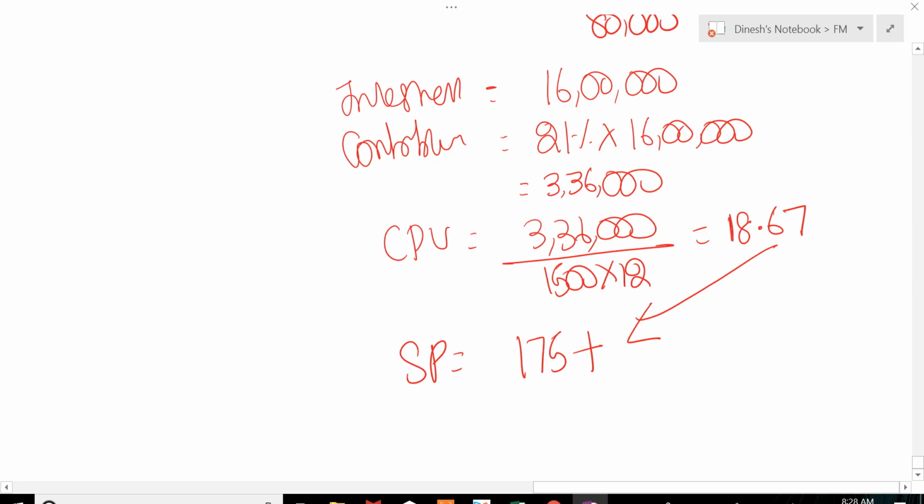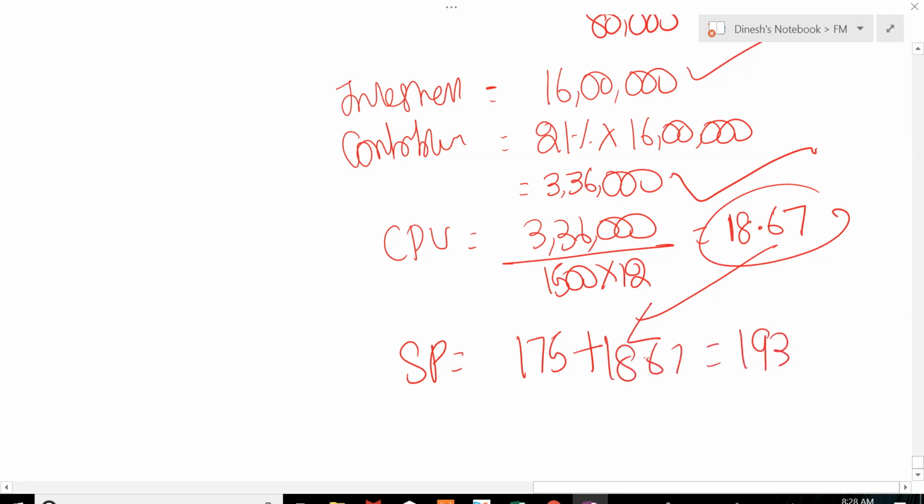And that 4 lakh is a floating amount. It will keep rotating and you will continue to have 4 lakh. So my investment was 16 lakhs. I wanted a contribution of 3,36,000. Contribution per unit is 18.67 and selling price is 193.67. If they had said to yield a profit, then we would have added to 215.